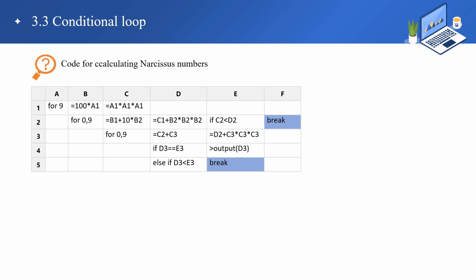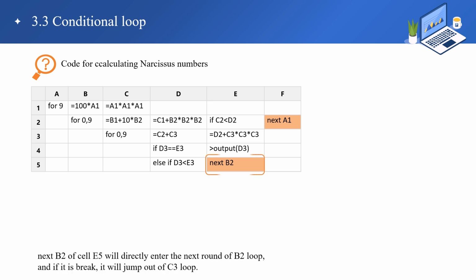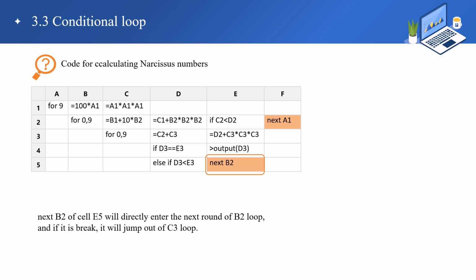In multilayer loop, next followed by the name of loop cell can make the outer loop directly enter the next round. For example, the Narcissus number mentioned above can also be written as this. It seems that using next achieves the same effect as break, but the mechanism is different. Next B2 of cell E5 will directly enter the next round of B2 loop, and if it is break, it will jump out of C3 loop. In this example, the effect of the 2 is the same, because there is no code of the B2 loop after the C3 loop ends, and the B2 loop ends too.